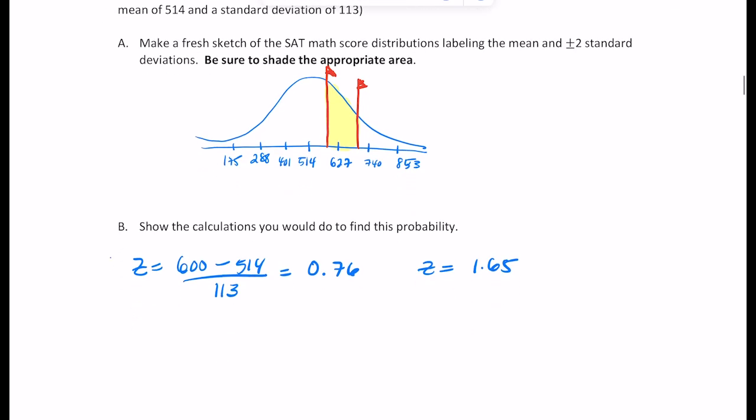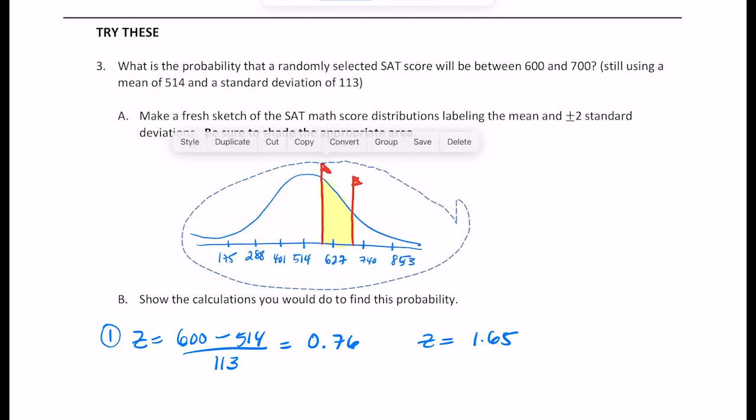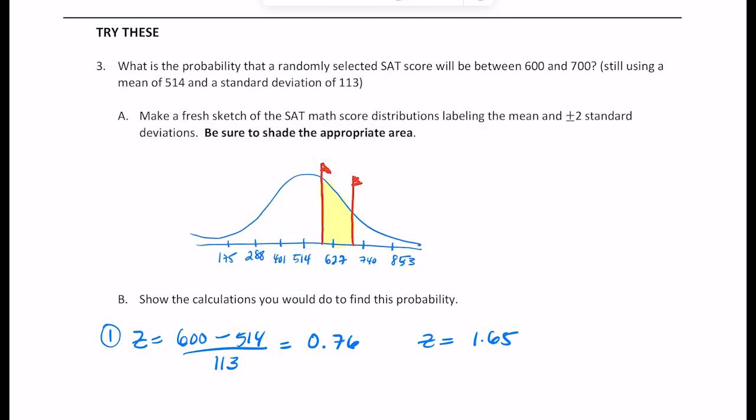Okay, so that's our first step in our calculations. Our first step is always to sketch the graph, but our first step in calculations was to find the z-scores. So for the 600, we know that the z-score was 0.76. So I'm going to put that on the graph here. I'm just going to write it above the flags since I don't have much room below. And then we know that the z-score for the 700 was 1.65.